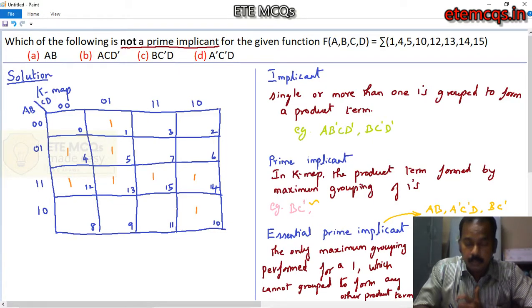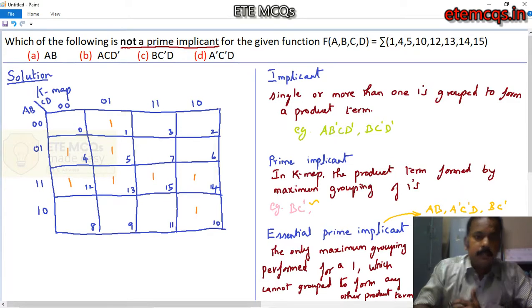You don't look for implicant or prime implicant. You can directly obtain the essential prime implicant if you just focus on the one which is looking for help, which has got only one possible way to group it. In that case, if you notice this one, it cannot form a quad because all the other sides don't have a one on the adjacent cells. This is the only cell which has got a one adjacent to this one. So this has to be an essential prime implicant. Just because we are grouping, we just form a pair, you cannot call it an implicant or prime implicant.